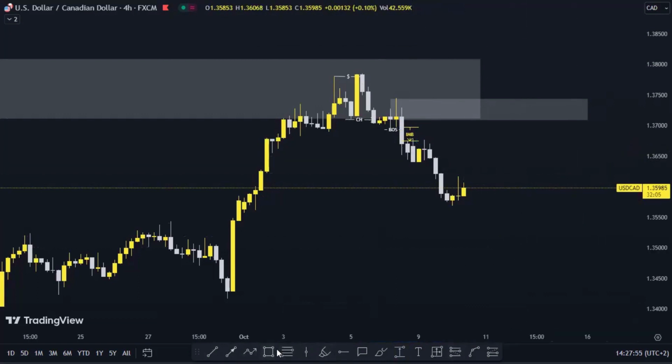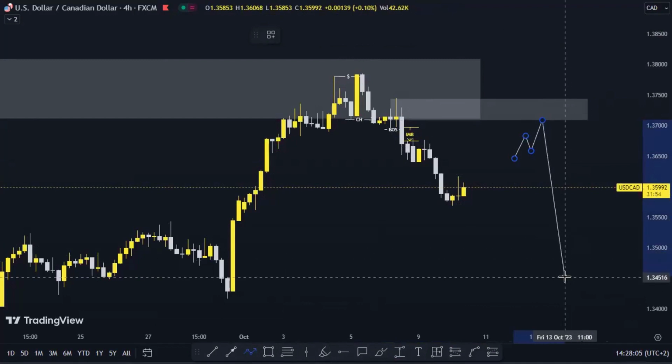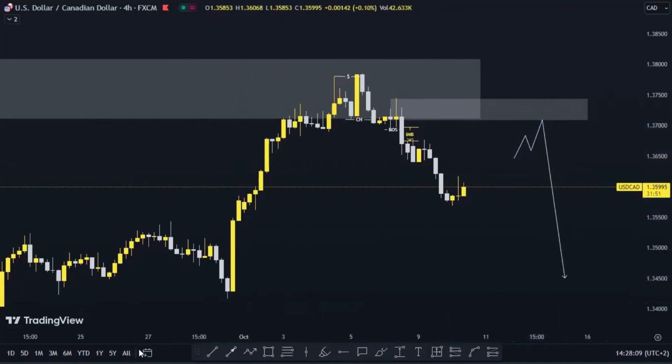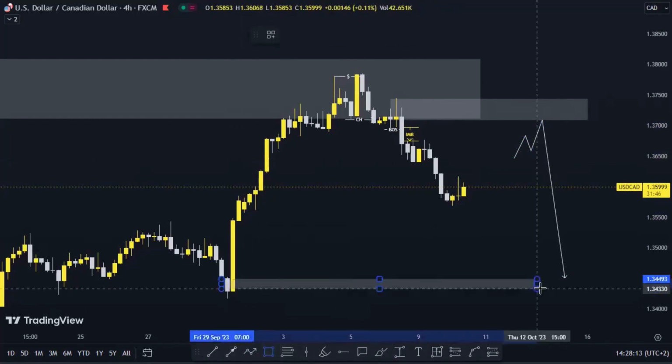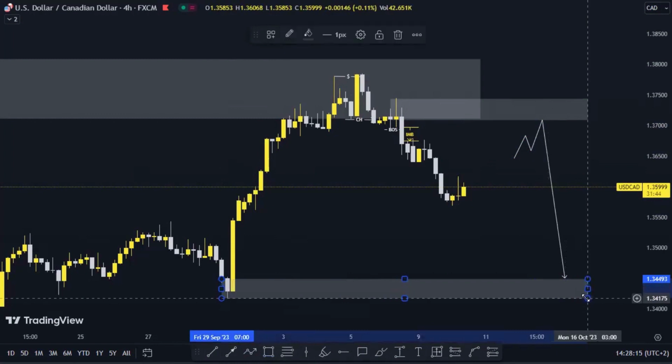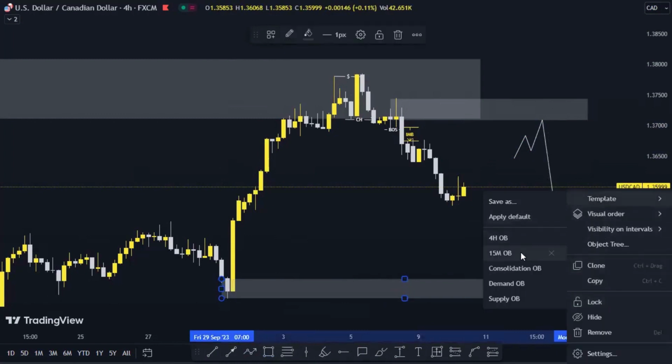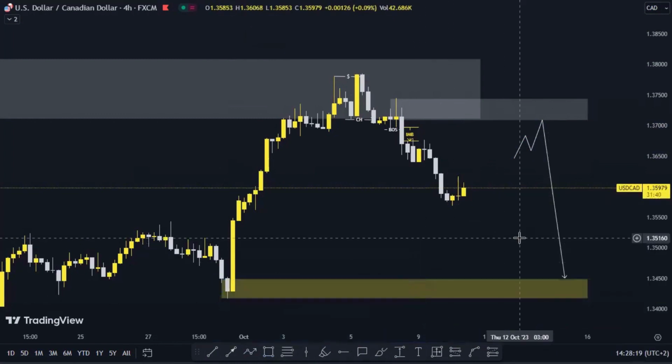So what can we expect now from the loonie or the USDCAD? We can expect it to push up and then go all the way possibly down here. So this looks like a nice clean area of demand that can become useful later on. Right, so that's what we have there.